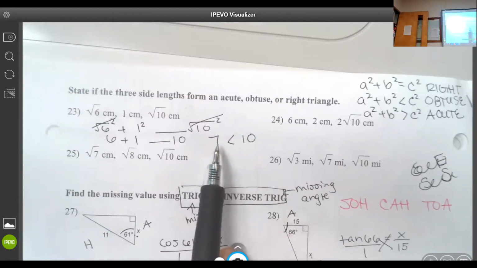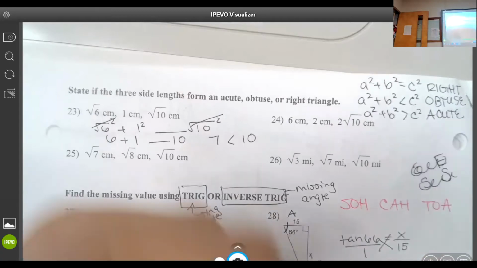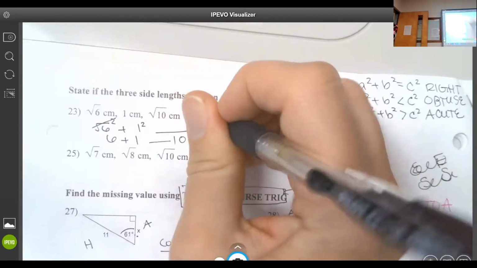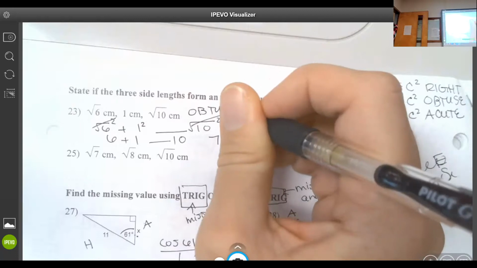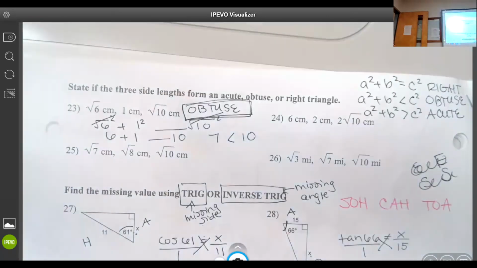And so if A and B are less than C, then it's an obtuse triangle. So I need to answer that question. This is obtuse. See that S mess? It's messing me up. I'm writing my S's from the top, which I don't like to do.